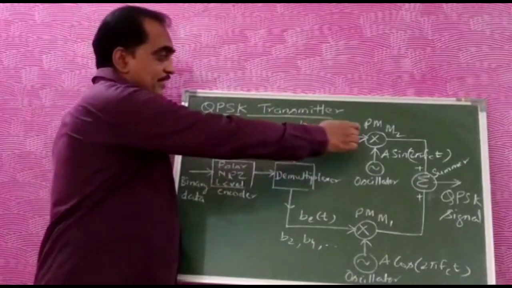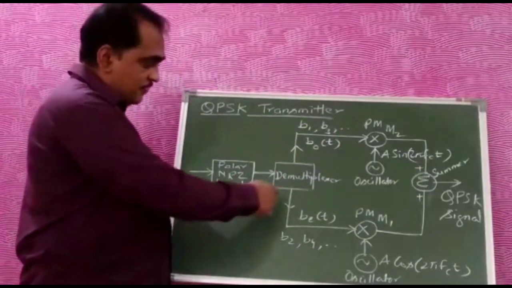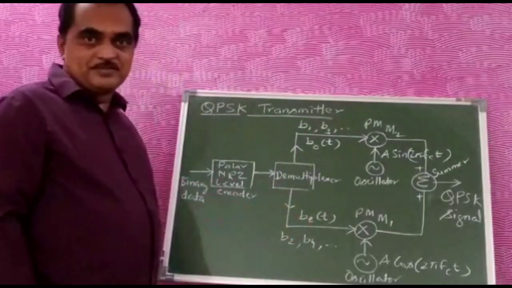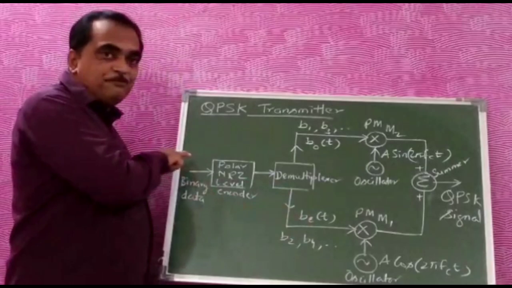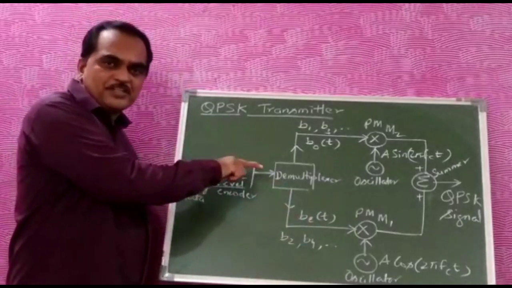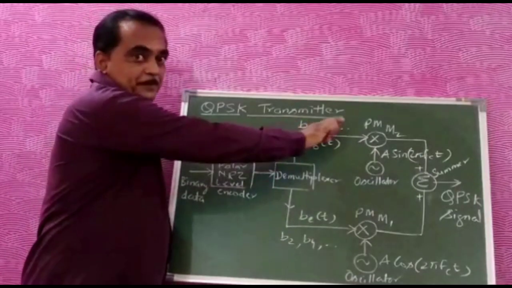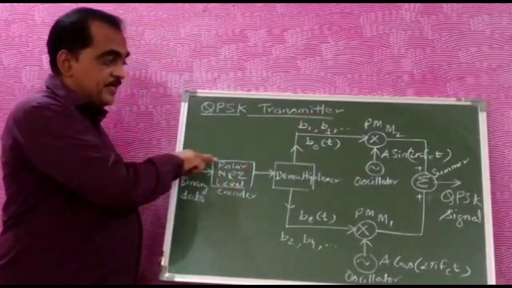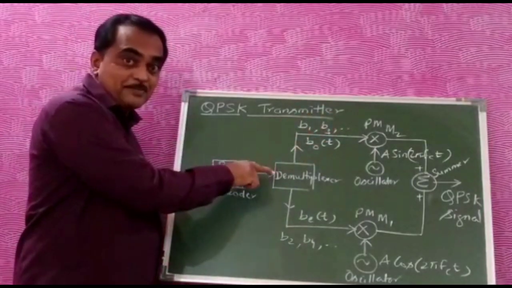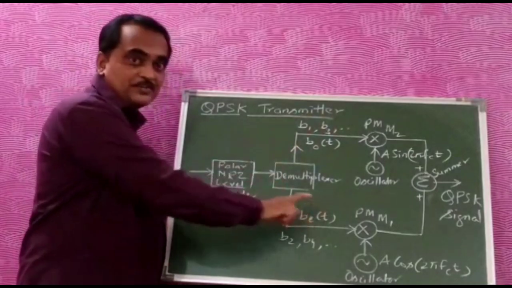The top channel will take odd bits and the down channel will take even bits. That means if the first bit is entering, whatever it is, whether it is 0 or 1, it will go to the top channel. It is called B1. When the second bit is entering, it is the even bit, it will go to the down channel.